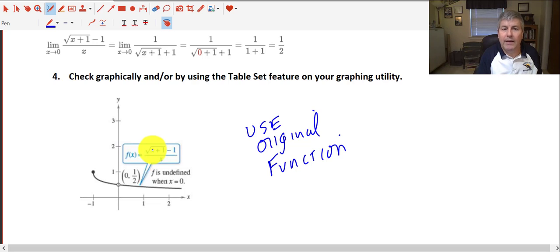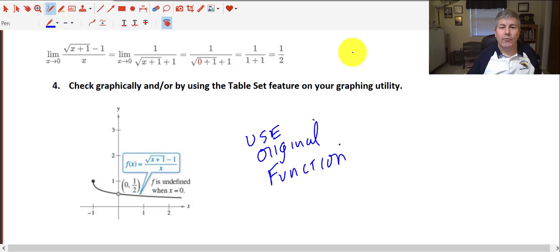Our domain is constrained to all real numbers greater than -1, but we also cannot have a denominator of 0, so we're undefined at 0, and it appears that the limit as we approach 0 of this function is the y value of 1/2. And we'll get some more practice with this when I see you in class.